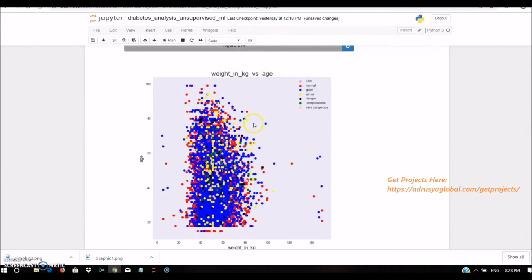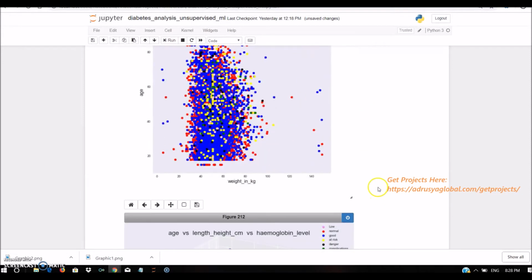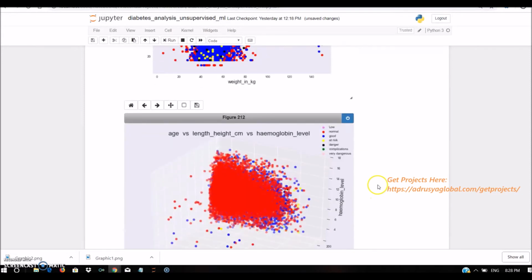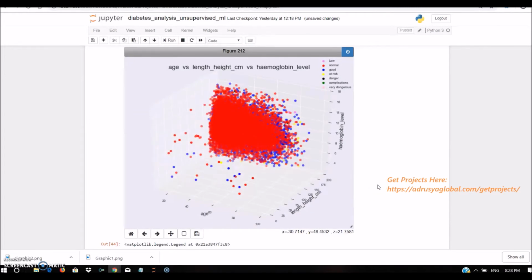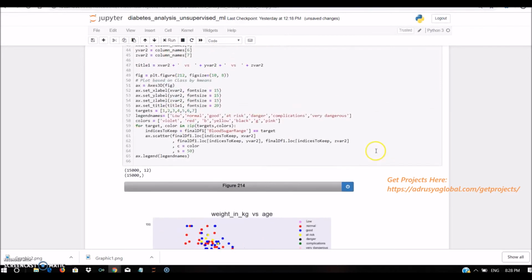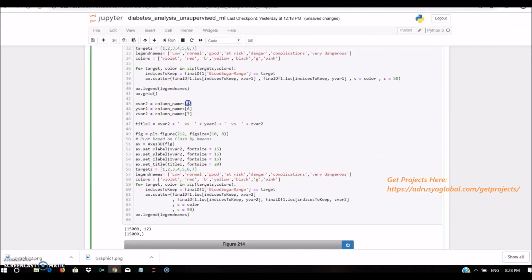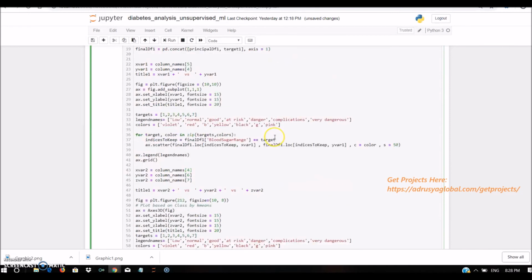So these are the basic analyses that we can draw from projecting it, and this is a 3D projection. You can understand more things when you project it in 3D, where we are also considering the hemoglobin, age, then the height and hemoglobin. We can change the index numbers here to see how the projections differ from value to value.